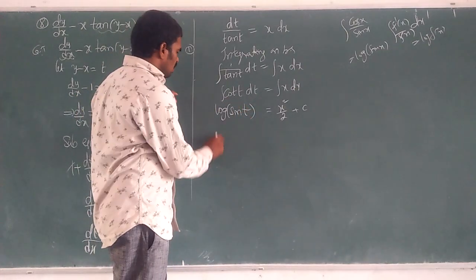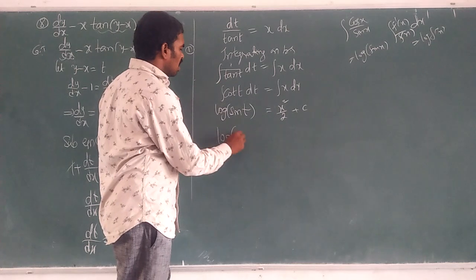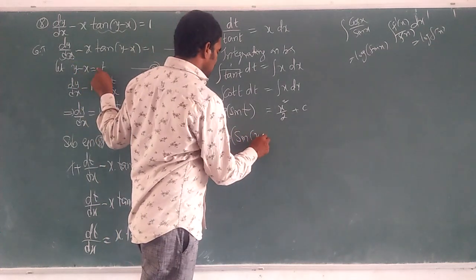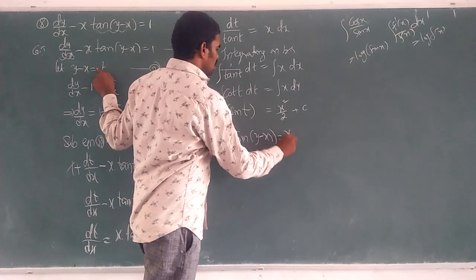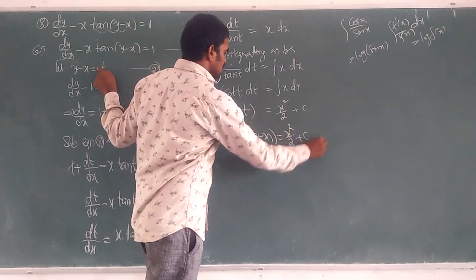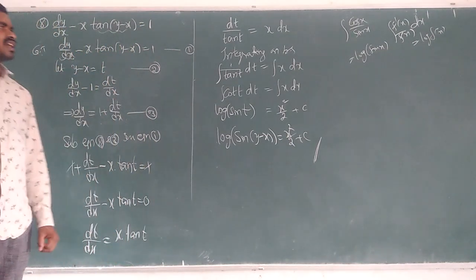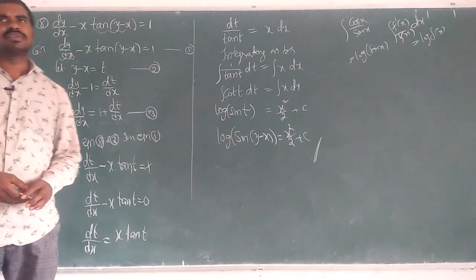And finally, what is t? Log of sin t, where from the first step t is y minus x, is equal to x square by 2 plus c. That is the answer. Okay, so in this way we can find the solution using the variable separable method.